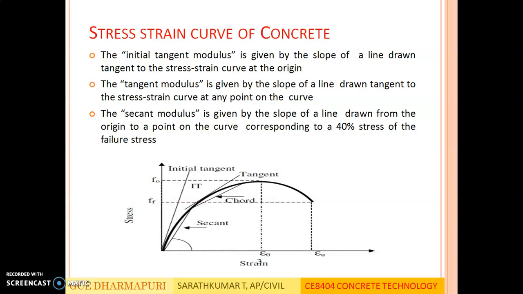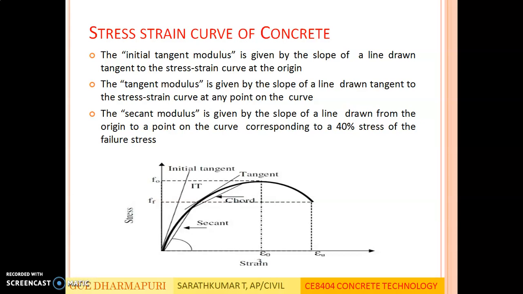So since the curve is nonlinear, it will have n number of Young's moduli. You have to find the correct Young's modulus pertaining to concrete. Mainly three types of slope moduli are used: initial tangent modulus, tangent modulus, and secant modulus.